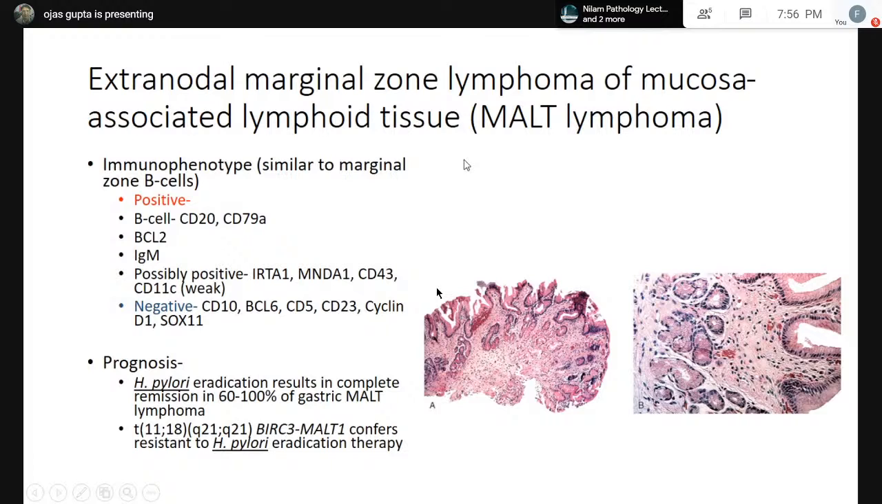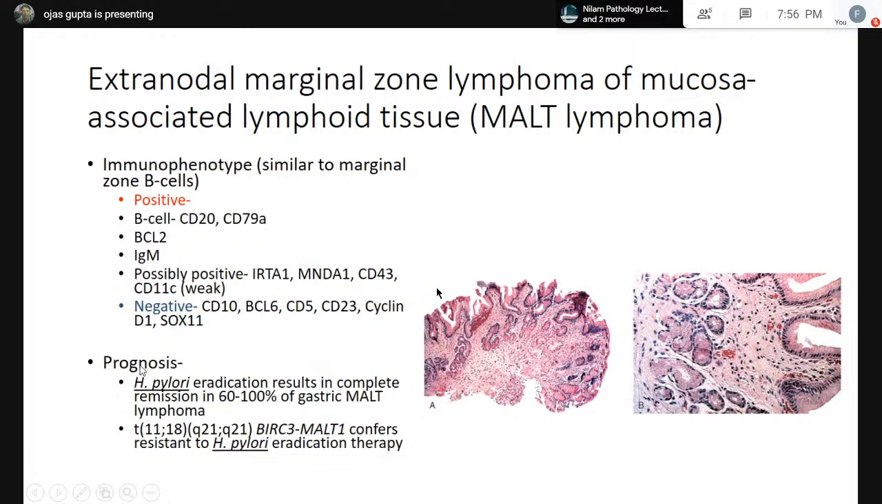So on immunophenotyping, it is similar to the marginal zone B cells. That is, they will be positive for B cell markers, that is CD20, CD79A. They will have BCL2 positivity. They will have surface IgM immunoglobulin positivity. Also, they will be positive for CD43, MNDA, and weakly CD11c. They will be negative for germinal center markers because the marginal zone is a post-germinal center disease.